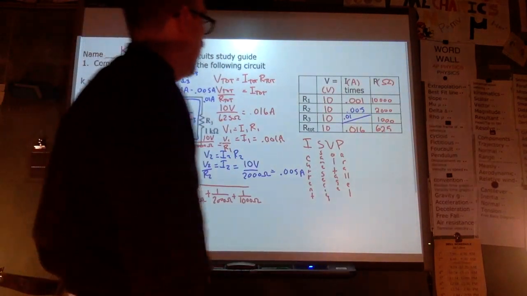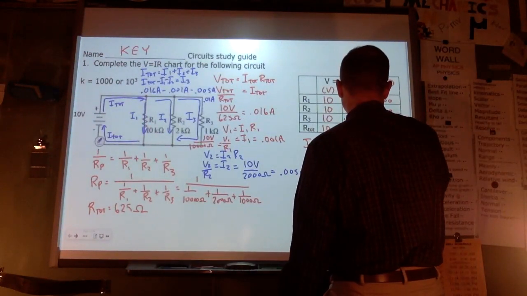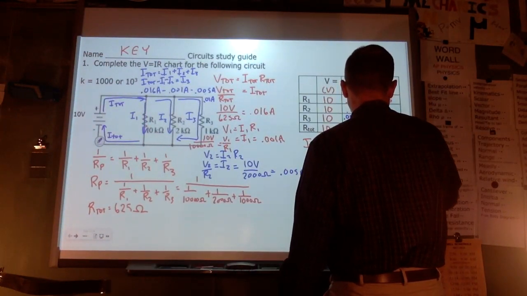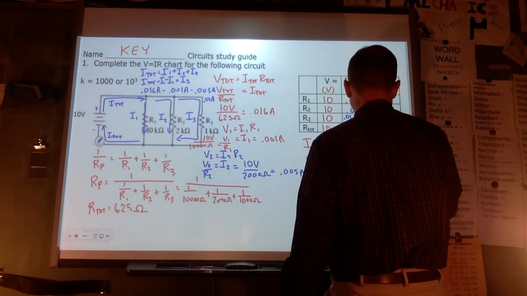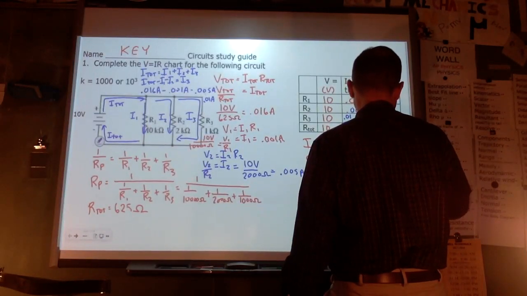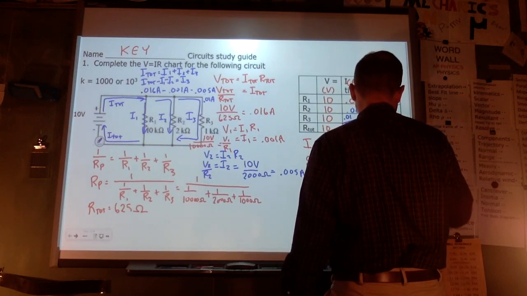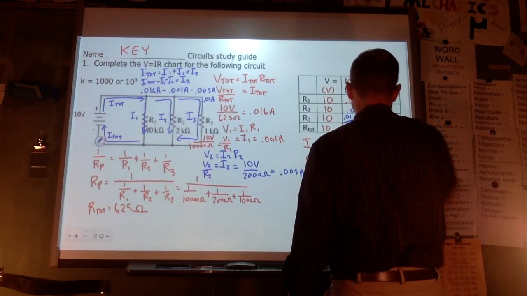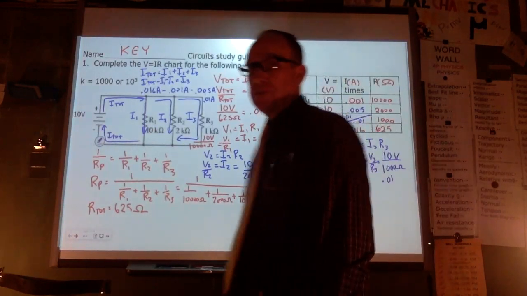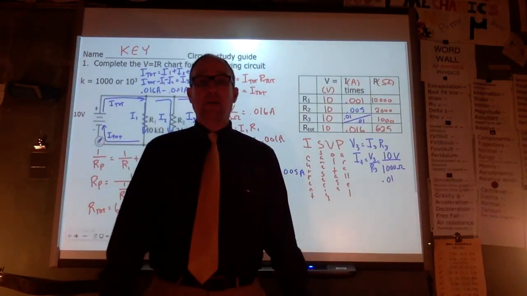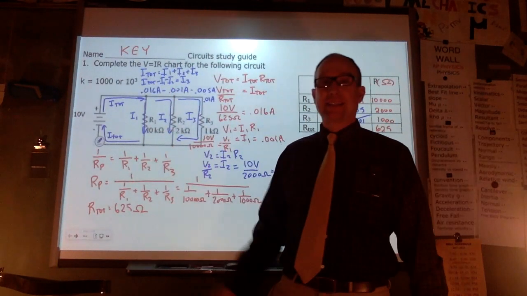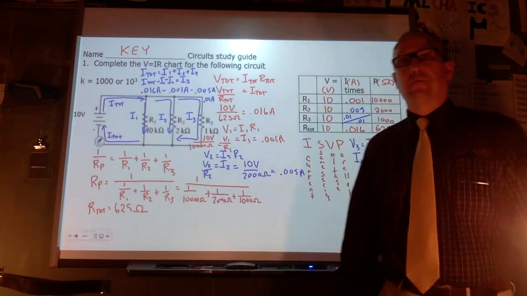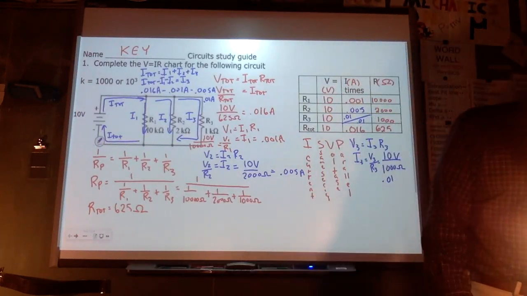Or I could say that V3 equals I3 times R3. So I3 is V3 over R3. So this is going to be 10 divided by 1,000. And that's also going to be 0.01. So if you have instances in your circuit where you're not doing any rounding at all, these two ways will get us exactly the same answer. If you do some rounding, then they might vary slightly.